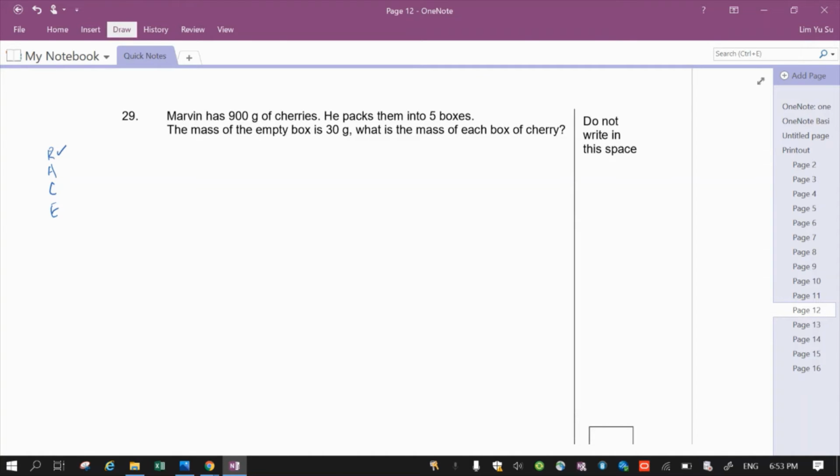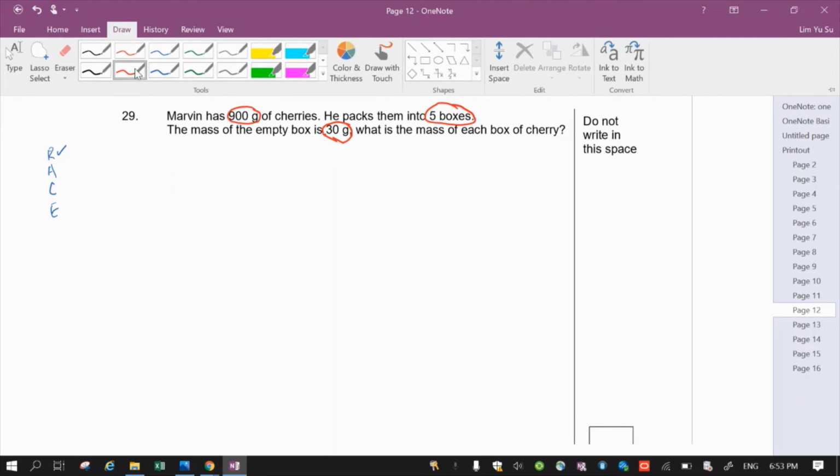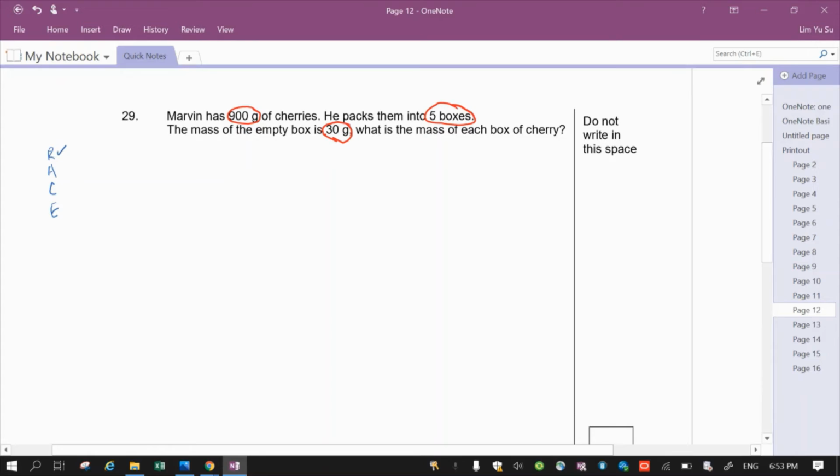As I'm reading, I do the annotation, circling the keywords as I go. So Marvin has 900 grams of cherries. I circle all the numbers first. He packs them into 5 boxes. I circle the numbers with the text attached to it. The mass of the empty box is 30 grams. So these are the numbers that I see in the question. What is the mass of each box of cherry? The next step of annotations, I will try to join the words, so this is the cherry.